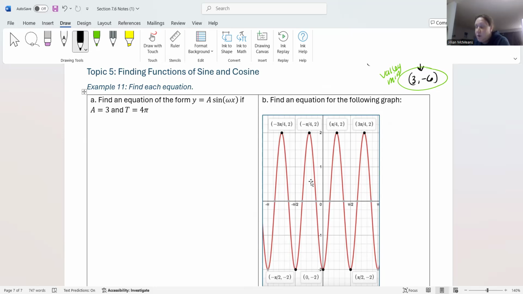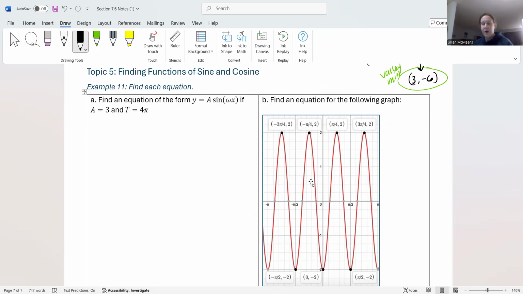Now it says we're going to do 2 things. We're going to do just finding an equation based on information, then we're going to look at the graph. So for example 11, it says find each equation. For part A, it says find an equation of the form y equals a times sine of omega x if a is 3 and T is 4 pi. So they're telling us our period is 4 pi. If our period is 4 pi, what would omega be?